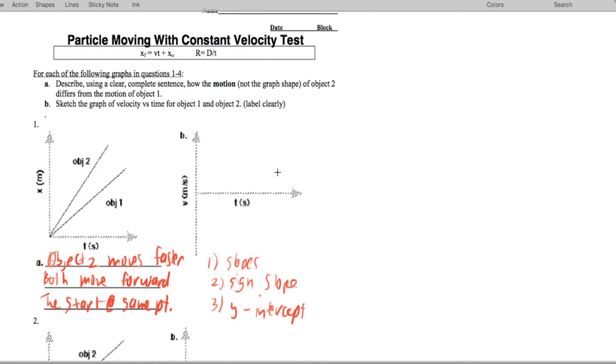And that's it. Now we said object 2 is moving faster, so what that means is that its speed looks like this. It's faster. And object 1 is going slower, but also at a steady pace. So it needs to both have a flat shaped line that indicates a steady, non-changing, constant speed. But object 2 is going faster.